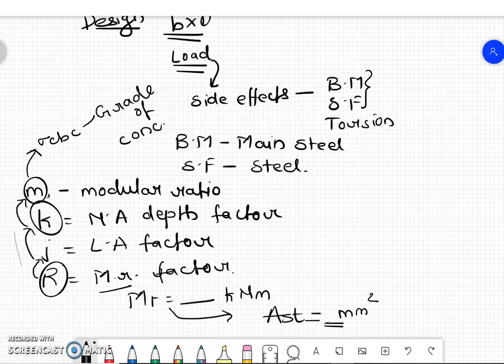Okay, so here is a small derivation for moment of resistance. Kindly go through the notes that I have already circulated and also go through the video to understand the moment of resistance in a better way.